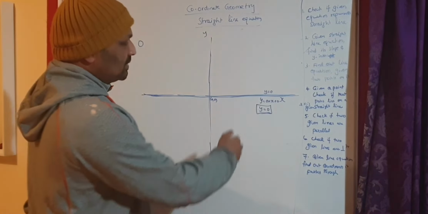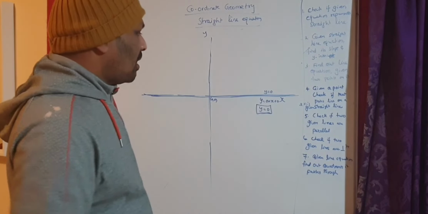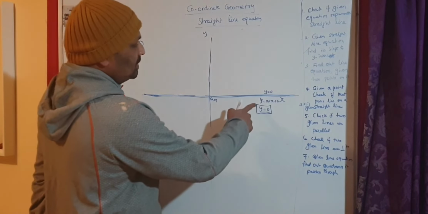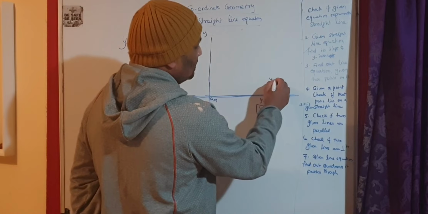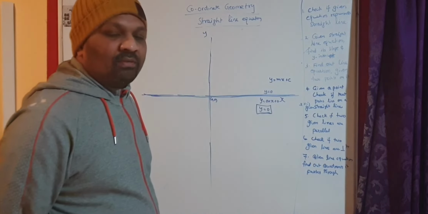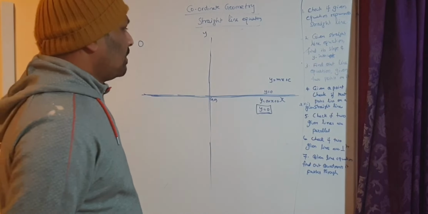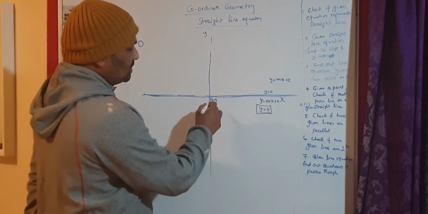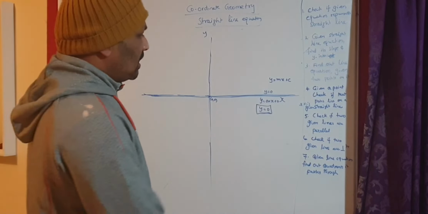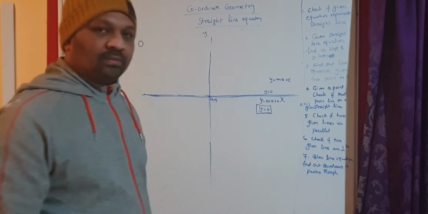Now, how can you tell y = 0 represents the x-axis? You put it in the main form y = mx + c, and you replace m with 0. The reason is that any horizontal line has a slope of 0, and it is obviously passing through the origin (0, 0). When you replace m with 0 and c with 0, you get y = 0.